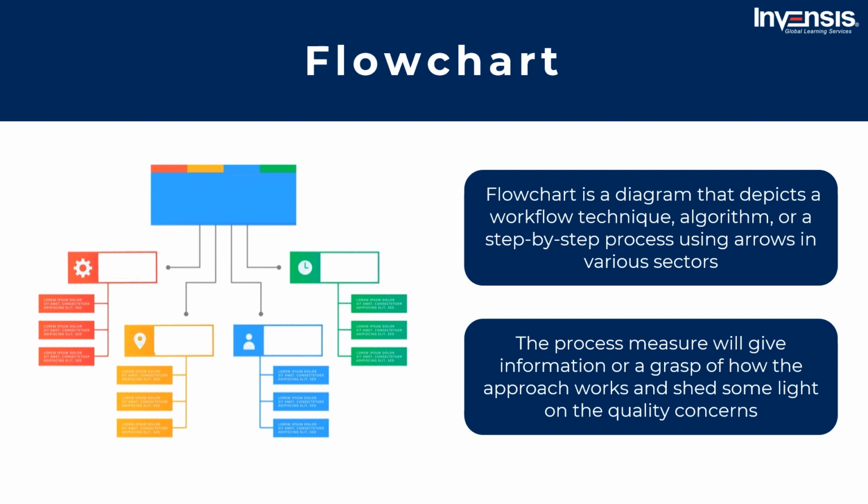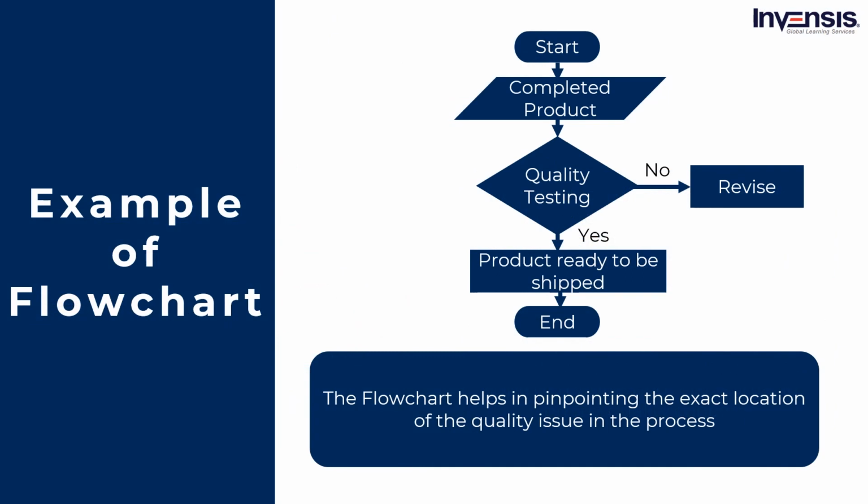The process measure will give information or a grasp of how the approach works and shed some light on the quality concerns. Here is a simple example of a flowchart. A flowchart always starts with the start symbol and ends with the end symbol. Now, the flowchart checks if the end product's quality is acceptable during quality testing. So, when the product is completed, it moves on to the next step and checks for the quality of the product. If the quality is good, then it is ready to be shipped. Else, it is sent to be revised, which means the product does not meet the quality standards.